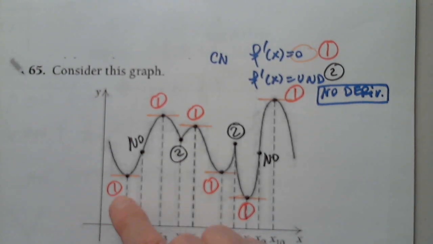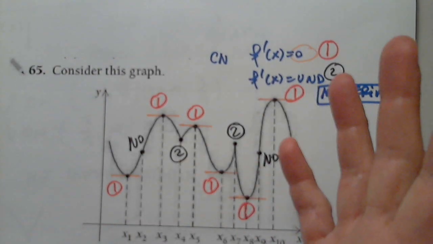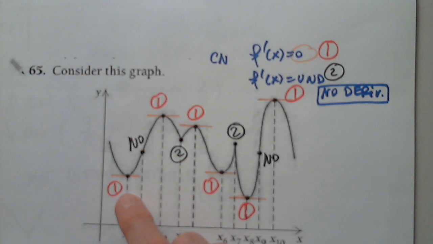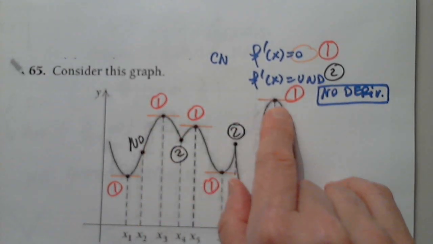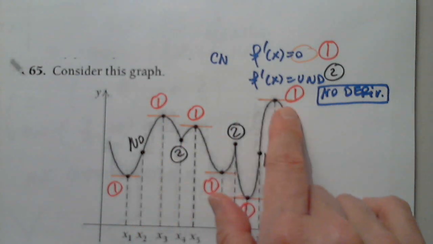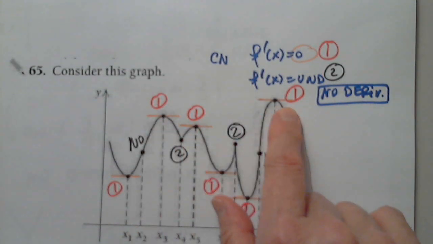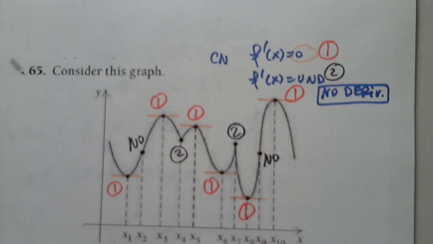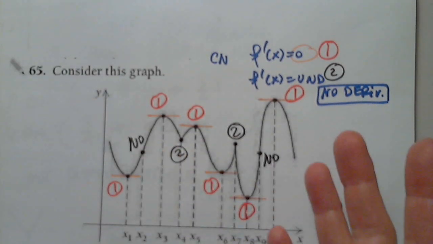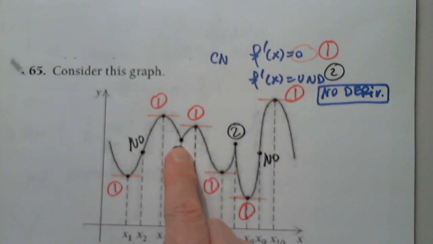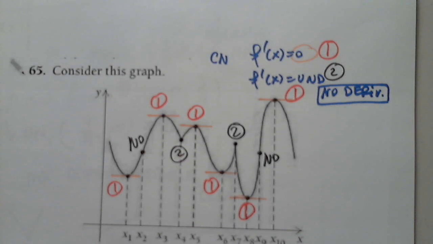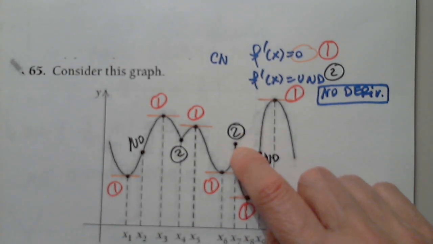Now, question. It's a critical number, but is it a max or a min? Min. Of course. Like this one, like this one. What about these three? They're critical numbers. Max or min? Max, of course. What about this one? We know it's a critical number. Is it a max or a min? Min. Of course.